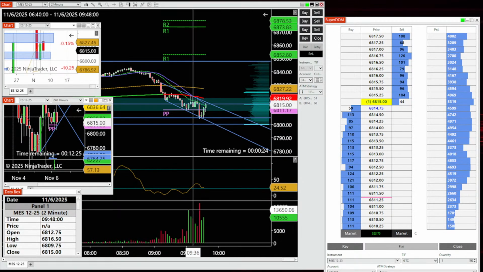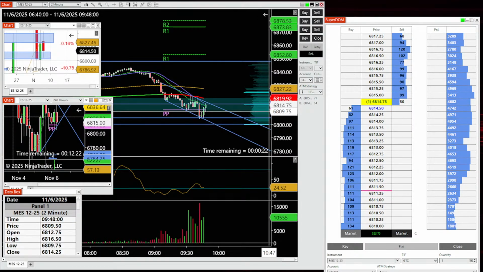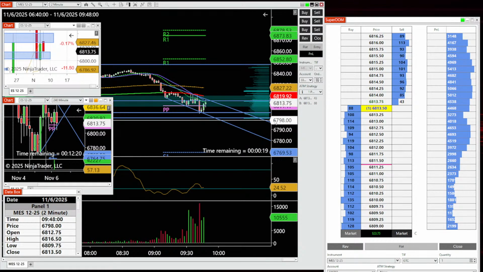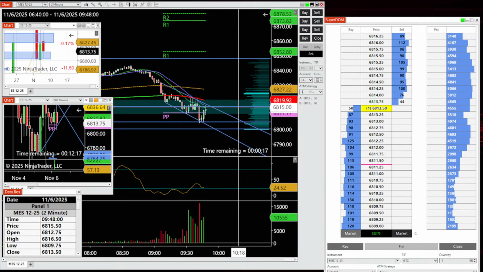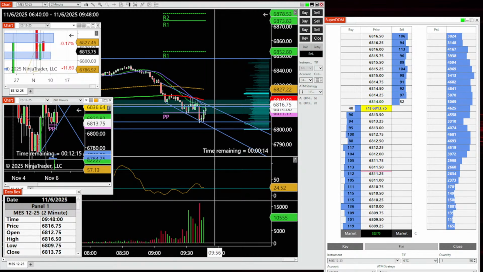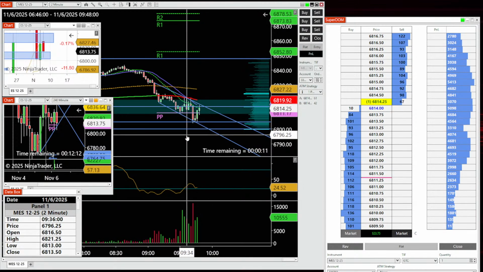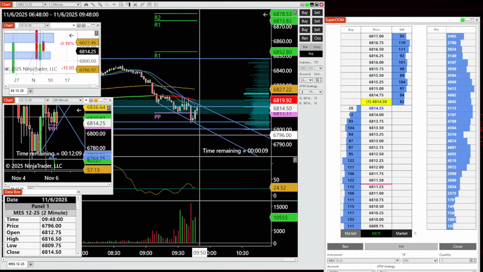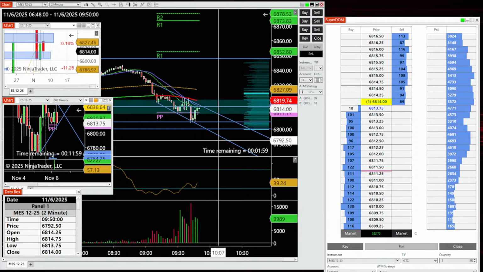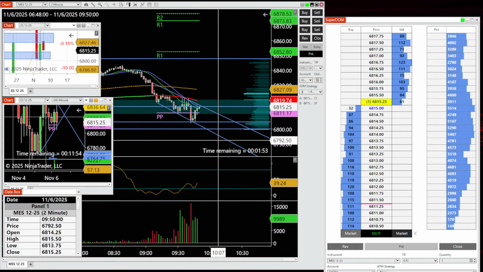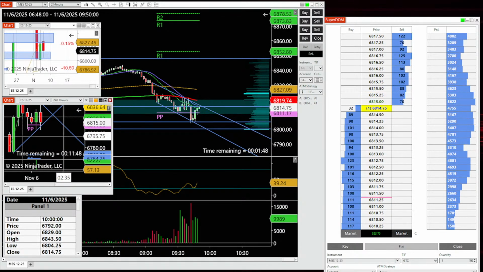Carry back over 15. Well, was. Waiting on the 4-hour chart, not doing anything. Waiting for the 4-hour chart.